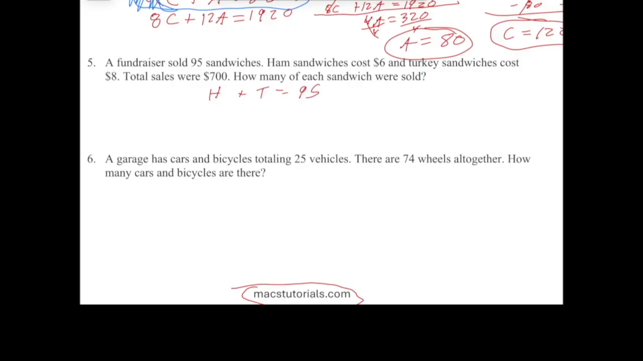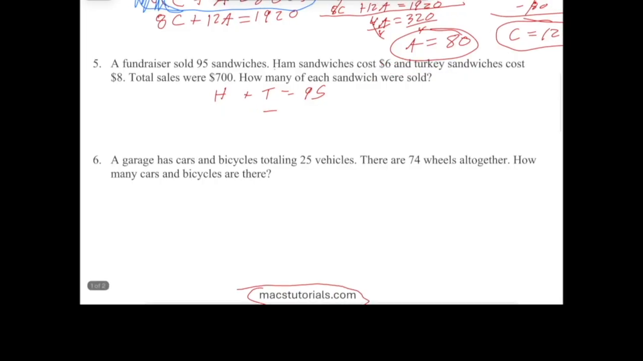Now let's put $1. $6 for every turkey. 6T. Oh, sorry. What am I doing? See, I read that poorly. Go back and read it slowly. Ham sandwiches cost 6. $6 for every ham. Turkey sandwiches cost 8. Okay, so we're going to add $8 for every turkey. Altogether, we spent $700. Okay, let's multiply this by a negative 6 to all three.